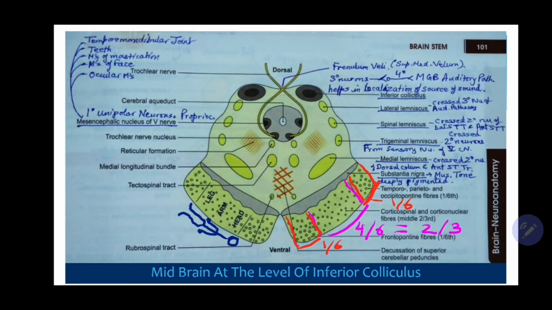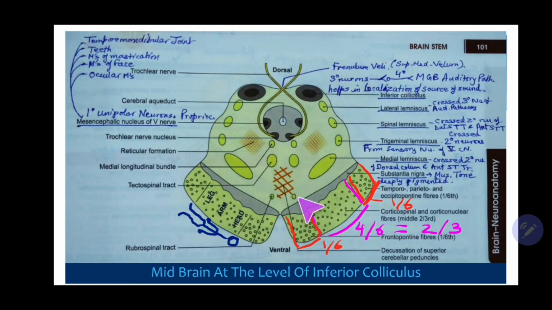About the corticospinal, the middle 2/3 portion includes corticospinal as well as corticonuclear fibers, right? The fibers to the motor nuclei of the cranial nerves are called corticonuclear fibers. And the corticospinal fibers reach the anterior horn cells of the spinal cord. So all of them together form this pyramidal tract. So that was about the crus cerebri.